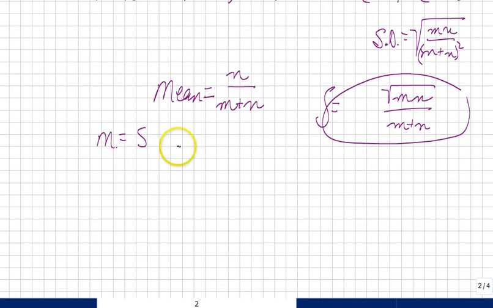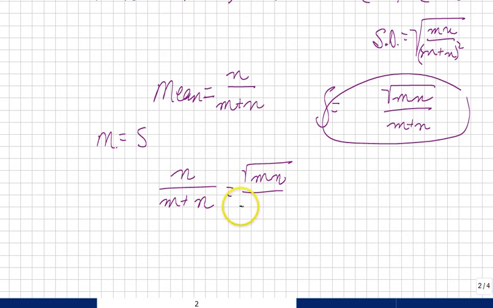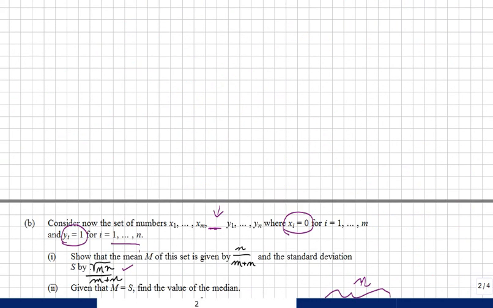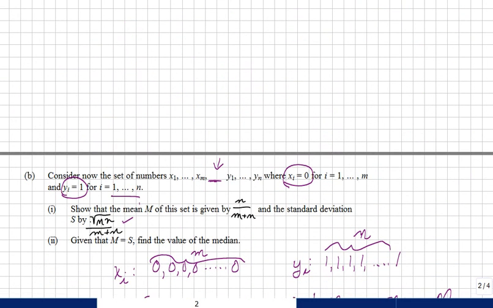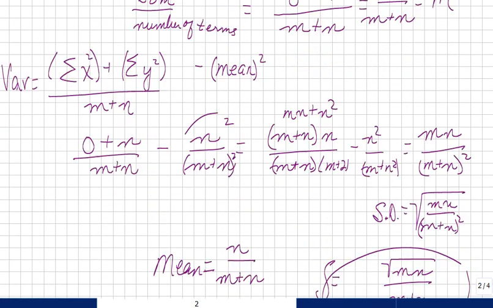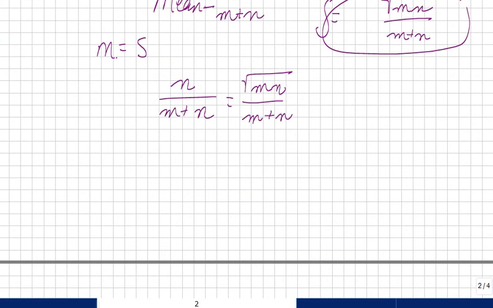Well, since those two things are given as equal, let's set them equal to each other and see what happens here. I want to find some relationship between m and n, because you cannot find the median, the middle, unless you know the number of terms. Remember from the very beginning, the number of terms of the x group was m, and the number of terms in the y group is n, so I need to find some relationship between those so we can find the median.